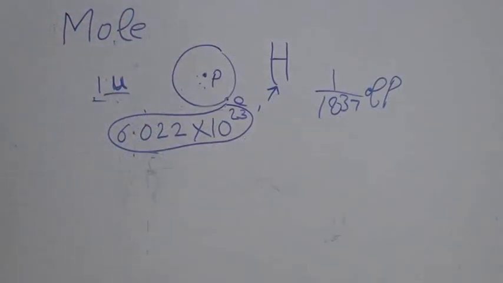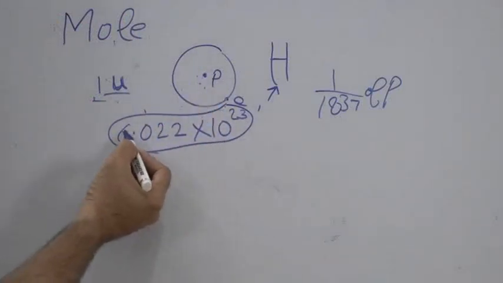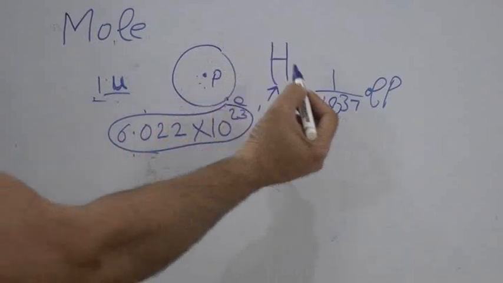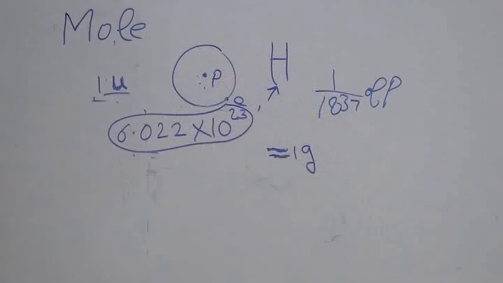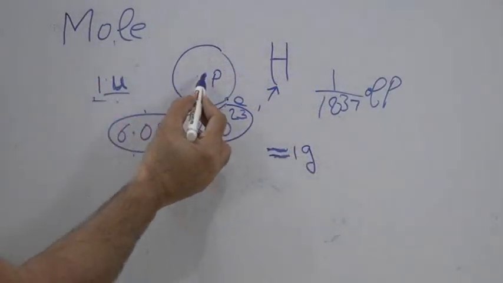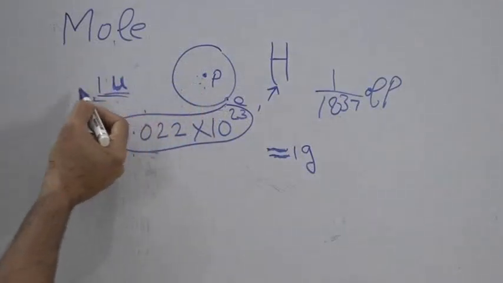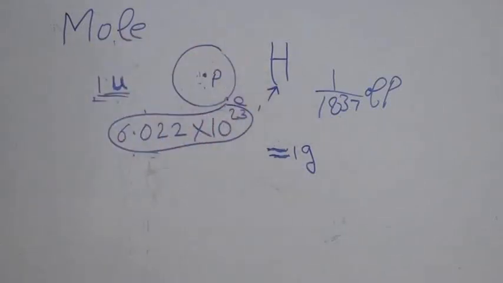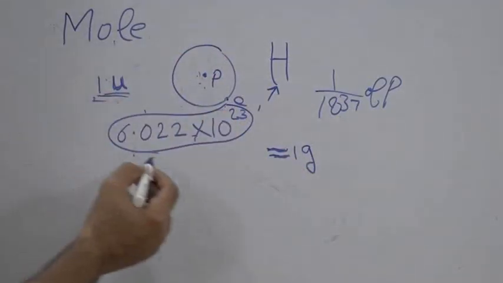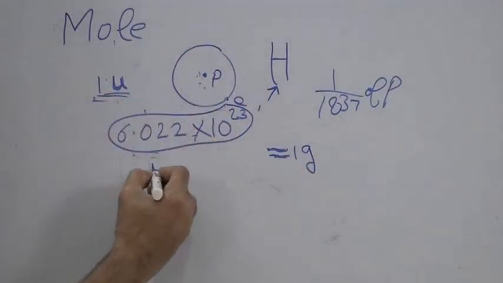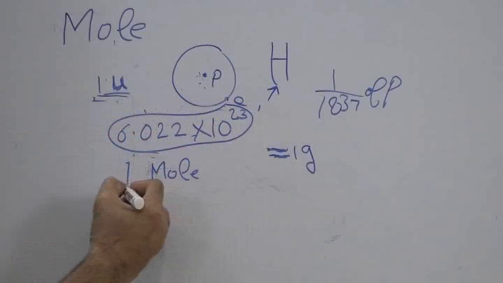Let us go ahead. So what do we conclude? That this much number of hydrogen atoms weigh approximately 1 gram. And to measure this mass, we have devised a new unit, 1 U. Therefore, this much number of U would be 1 gram. For the sake of brevity, we can name this as mole. 1 mole. This much number, we say 1 mole.